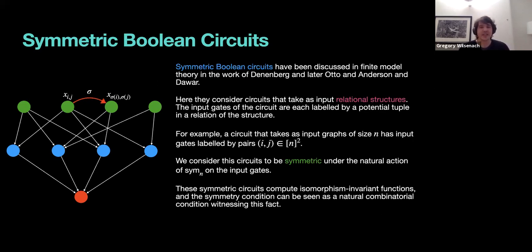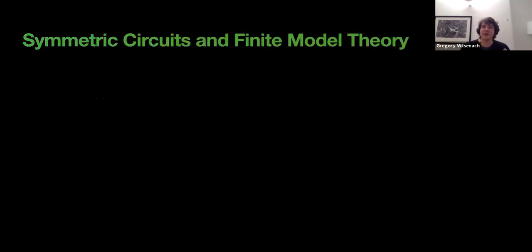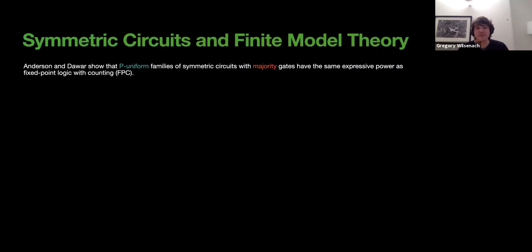These circuits are guaranteed to compute isomorphism invariant functions, right? Or if you think of them as deciding classes of structures, they decide isomorphism-closed classes of structures. And indeed, in some sense, the symmetry condition can be seen as a sort of syntactic condition guaranteeing this fact. And this is sort of why they're interested. And in particular, the reason they were interesting to people in logic was that there's a sort of natural connection with finite model theory.